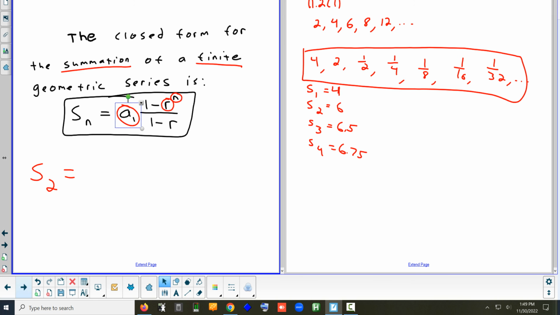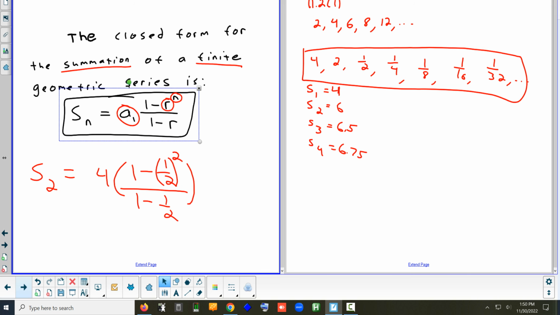Okay, so what's the first term? So 4 times. And what are we multiplying by each time to get from one to the next? 1/2. And how many are we adding up this time? That's my exponent, 2. So we're going to raise that to the second power. And then the bottom is 1 minus 1/2. This should come out to 6. Let's see.